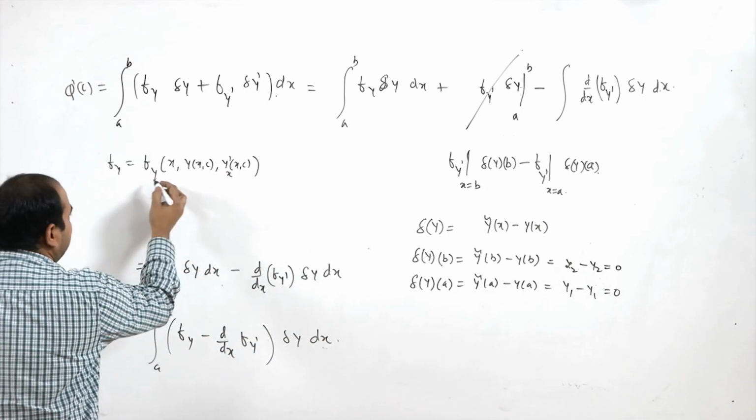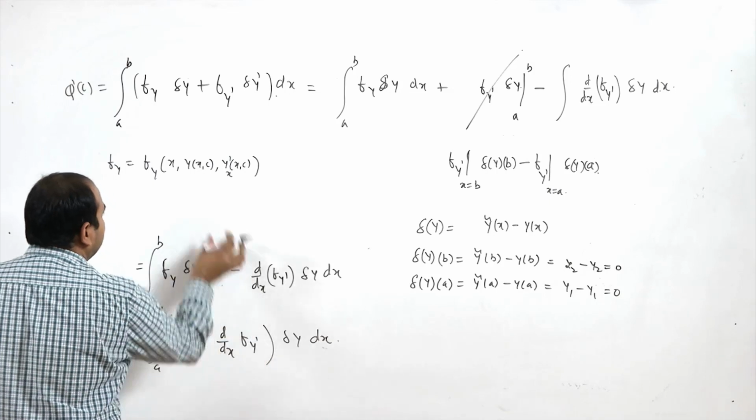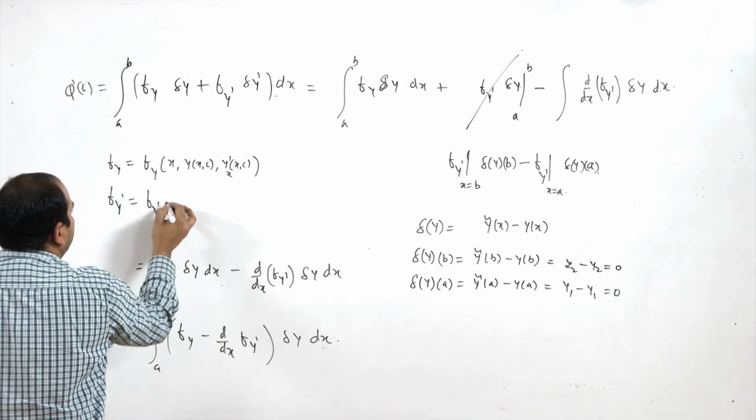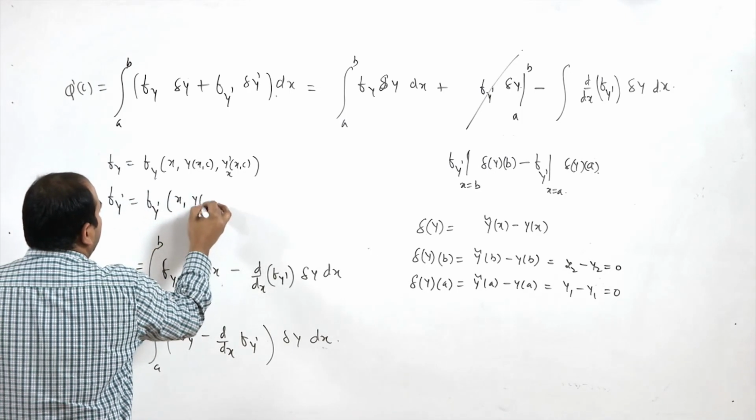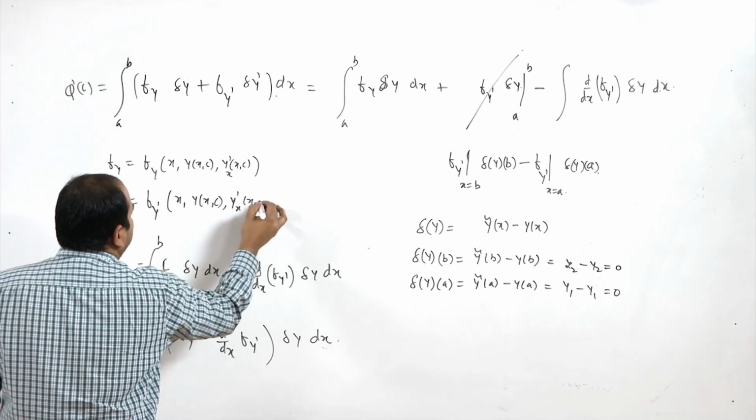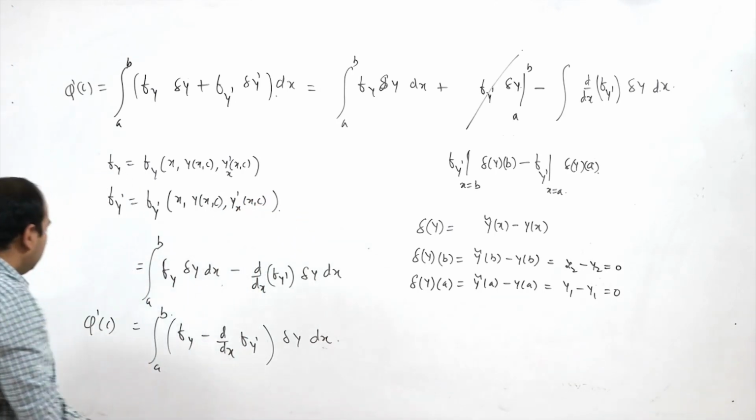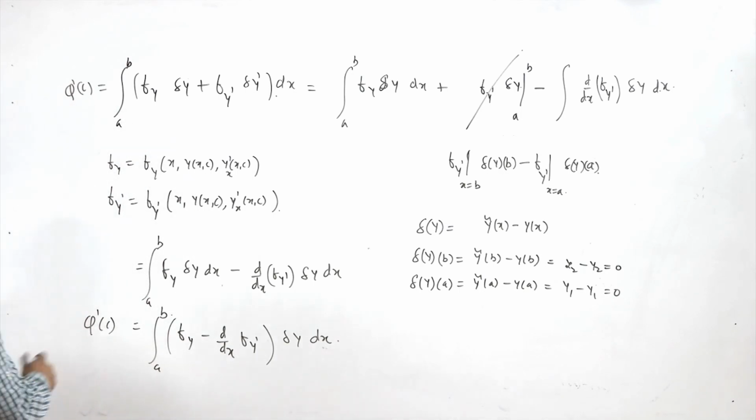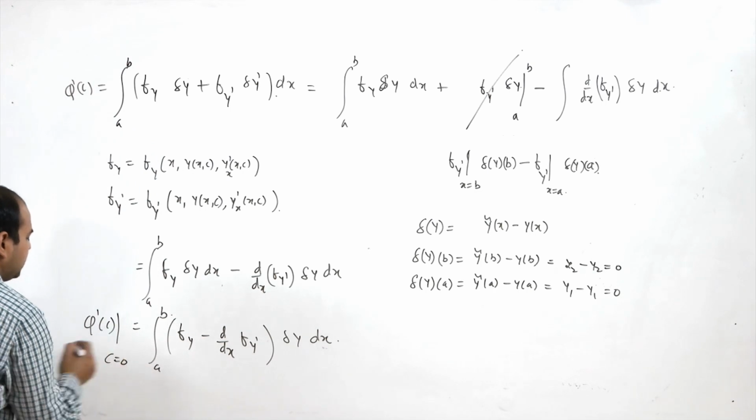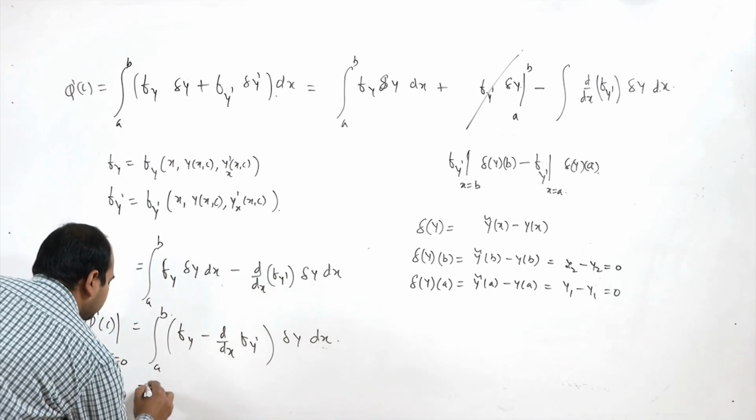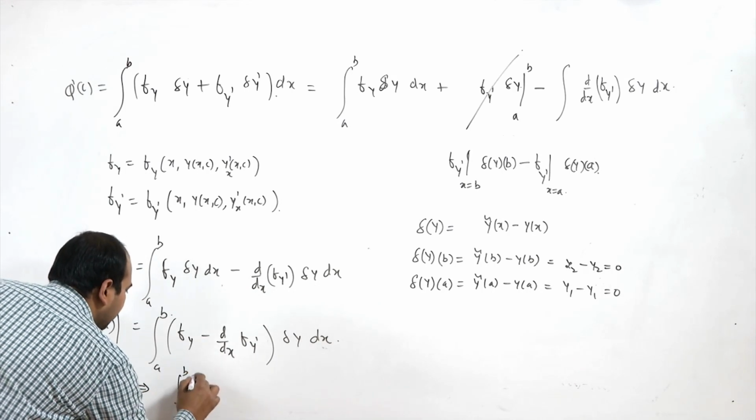So, it means that here this f_y and all this thing is written like this. Here f_y' is equal to f_y'(x, y, y'), and we already know that this function y'(c) evaluated at c equal to 0. So, here we are evaluating at c equal to 0.